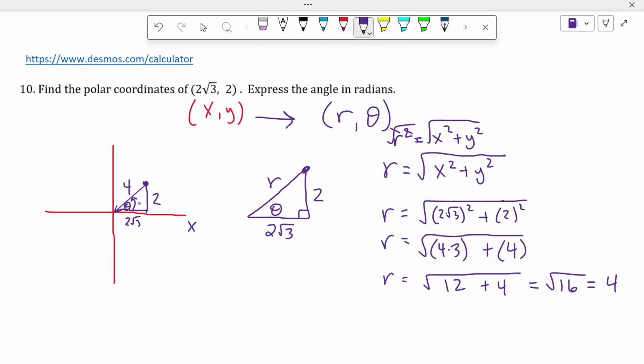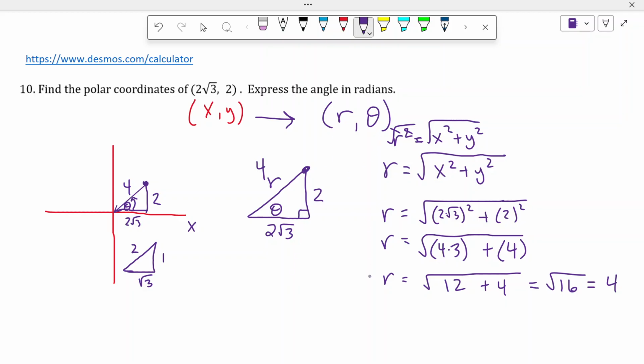Check this out. This is a 1, 2, square root 3. It's actually just an enlarged version of a good old 1, 2, square root 3. Maybe you recognize that. Maybe you didn't. It's okay if you didn't. I won't hold it against you. So we found our radius. That's going to go into our point, our final answer.